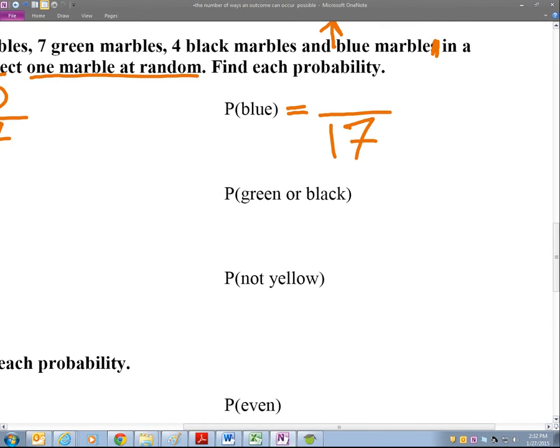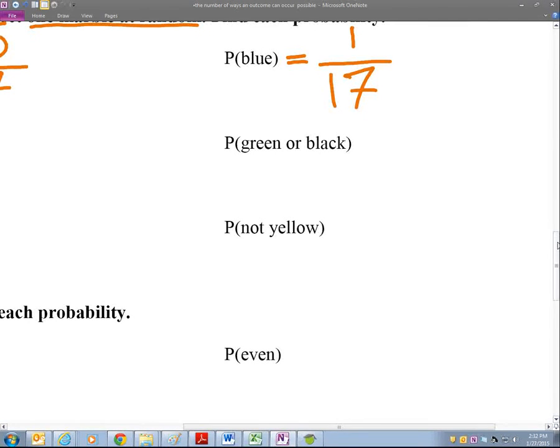And Corey, what's the probability of getting a blue if we just went in with 1 random marble, reached in the bag, and pulled it out? 1 out of 17, that's right. 1 out of 17. Easy stuff, right? And you did a little bit of this in 3rd grade, we learned.